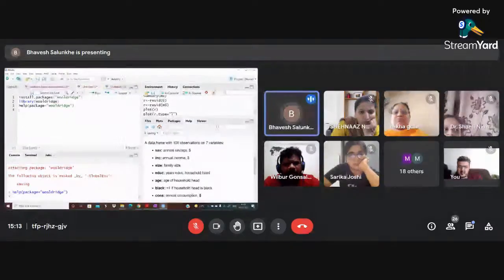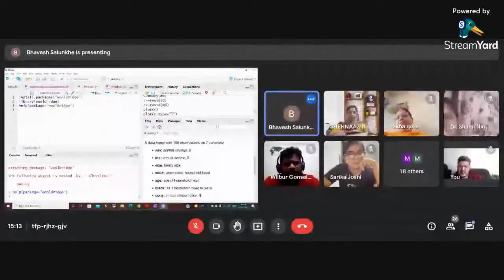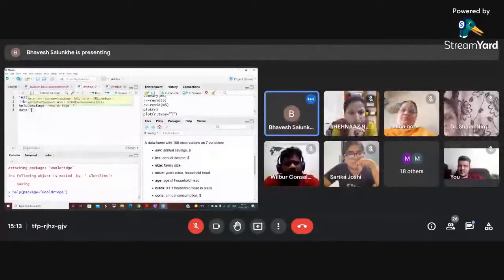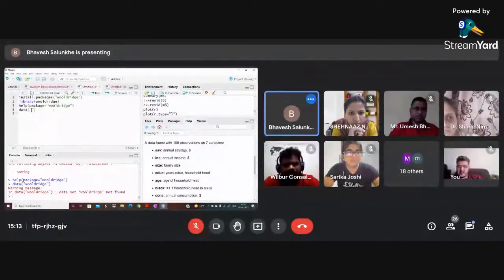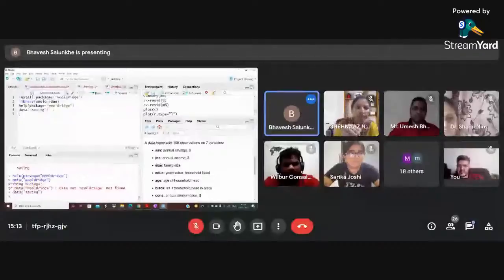Okay, and these are the data for different families. So it is cross-sectional data that we are talking about. And when we have cross-sectional data, we actually encounter the problem of heteroscedasticity. So see what type of data we have. Just type data(wooldridge). I'm sorry, not data wooldridge, data(savings). Now to see this data, you just type saving.